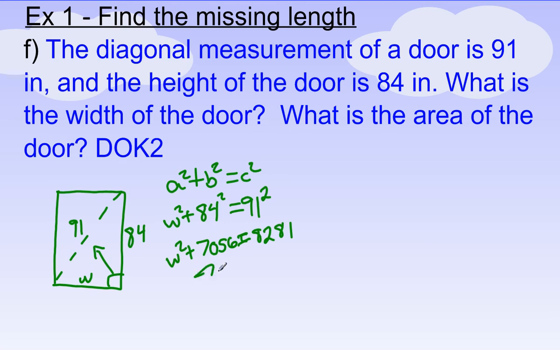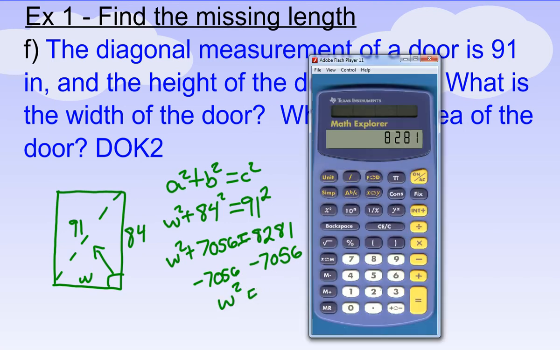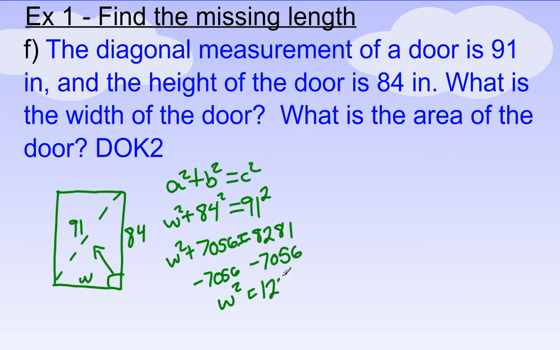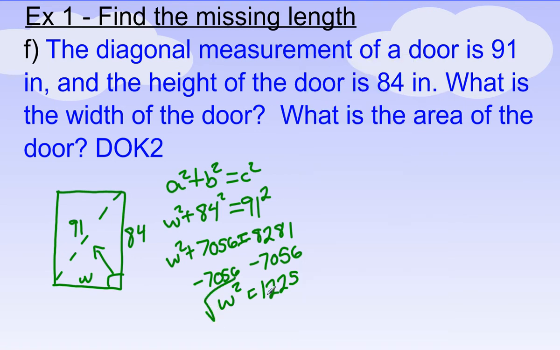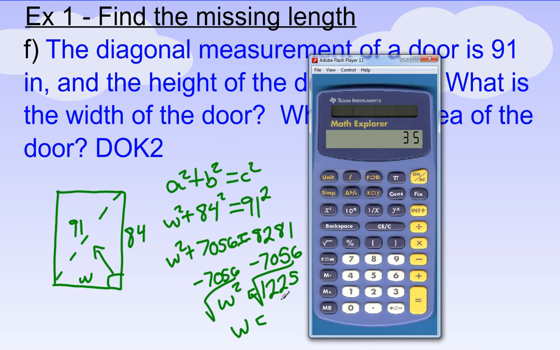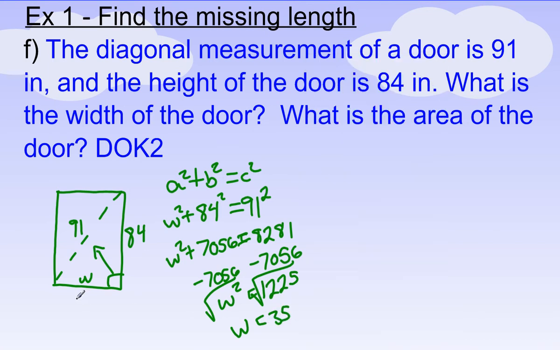Alright, and we have to subtract the 7,056. W squared equals 8,281 minus 7056 equals 1,225. And then when I square root each side, I'm going to get W equals 35. So this door was 35 inches wide.